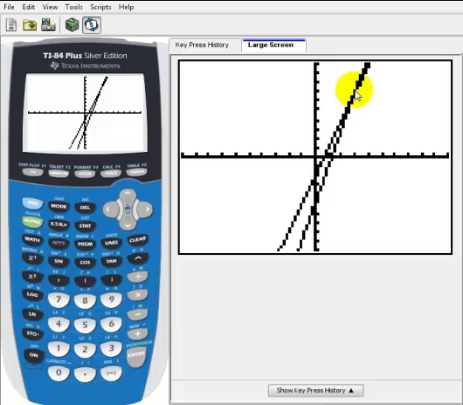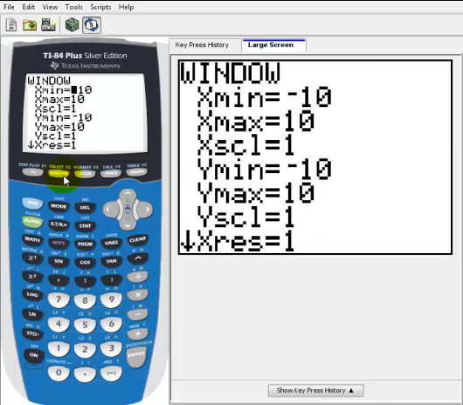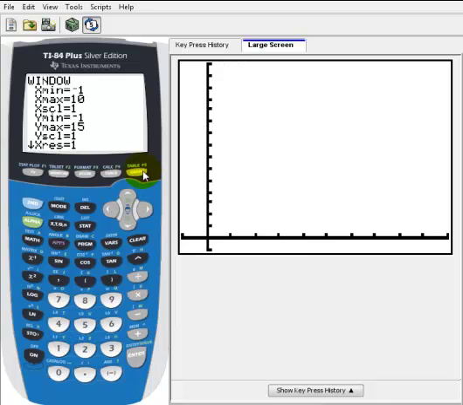Now, I'm going to adjust my viewing window just a little bit to make it easier to see. So I'm going to go into window, and let me go from -1 on x to 10 was fine. I'm not going to change that. X scale of 1 is fine. A y minimum of maybe -1, so I'm still going to be able to see my x and y axes. And a y maximum, let's go 15. Now graph.